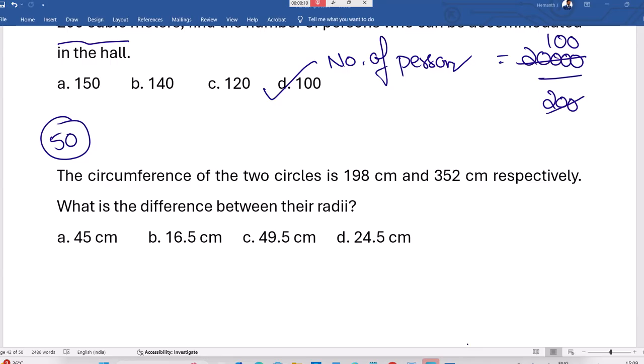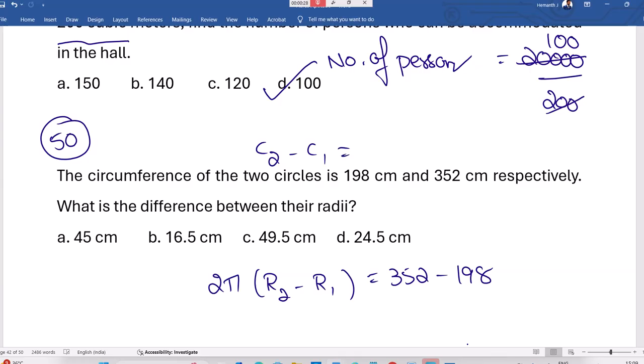This is 2 pi r1, this is 2 pi r2. Directly take the difference. 2 pi of r2 minus r1 is 352 minus 198. They're asking difference between the radius. Take those two circumference difference. C2 minus C1. Circumference of second one minus circumference of first one. So that will save time. So what's the difference here?